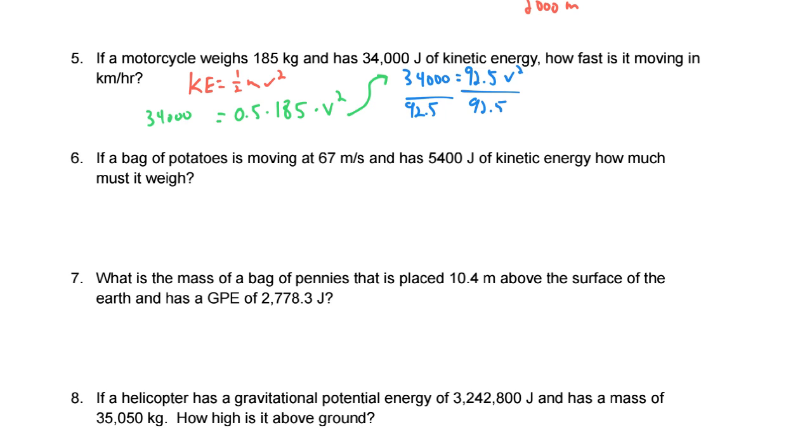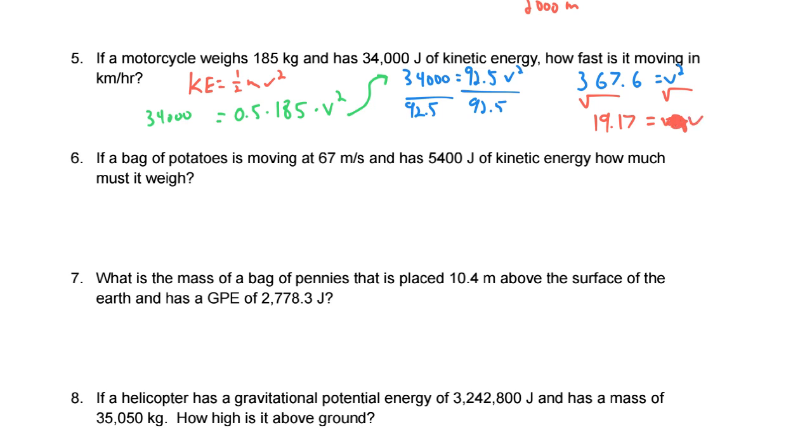Divide both sides by 92.5. And we get 34,000 divided by that number gives us 367.6 equals v squared. And then how do we get rid of the squared? We use a square root. So just take the square root of that number in your calculator. And we get 19.17 equals the velocity.